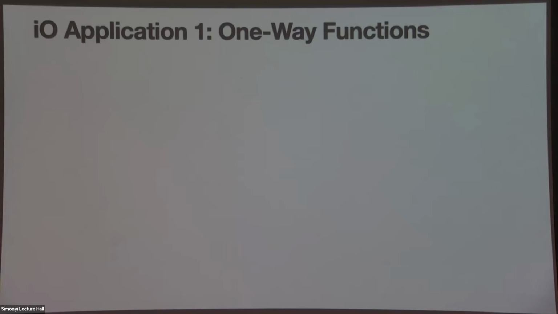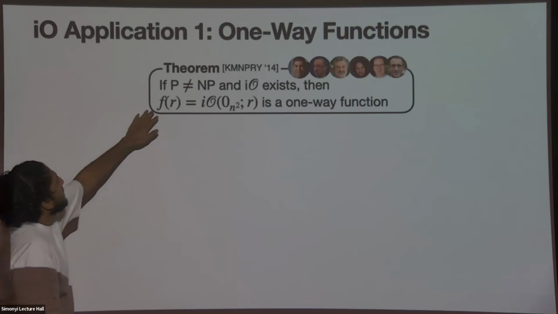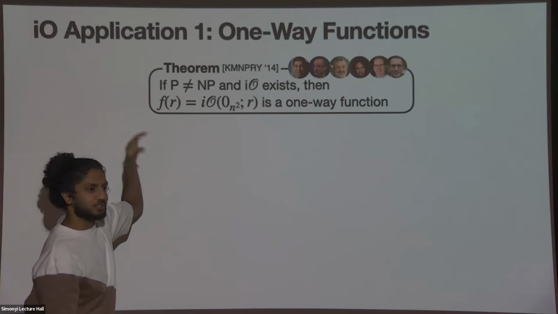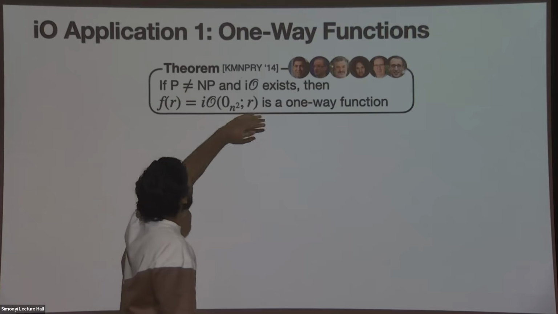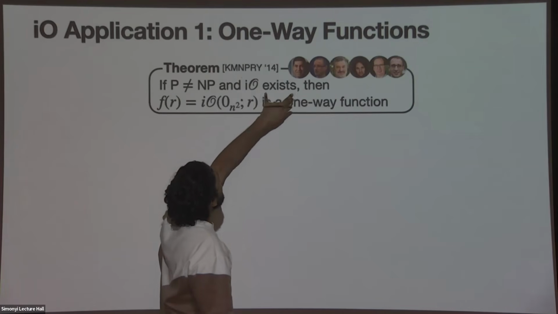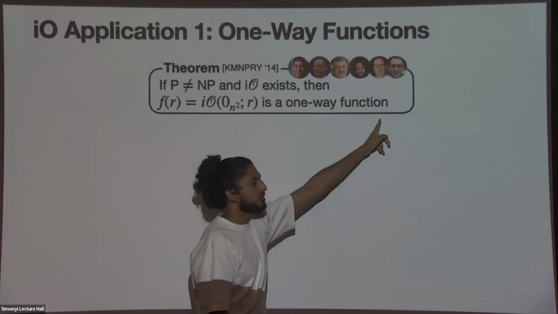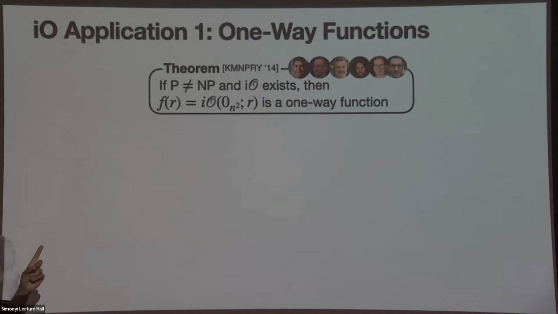Good. All right. So the first application will be how to build one-way functions from IO. In particular, there's this theorem that if P is not equal to NP, and IO, indistinguishability obfuscation, exists, then a one-way function exists. Here there's actually supposed to be an infinitely often and a slash poly, but I told you I'm not going to include those things. In particular, the one-way function is the following.